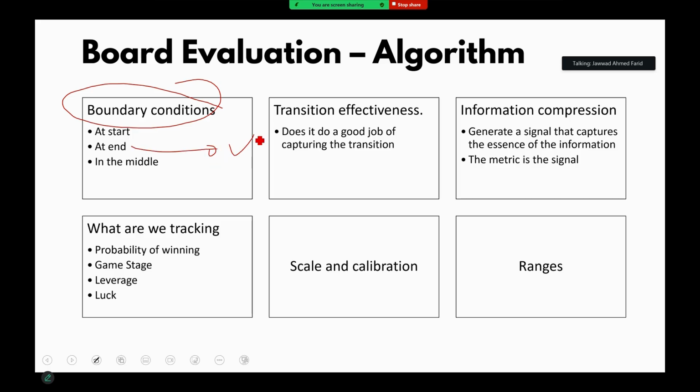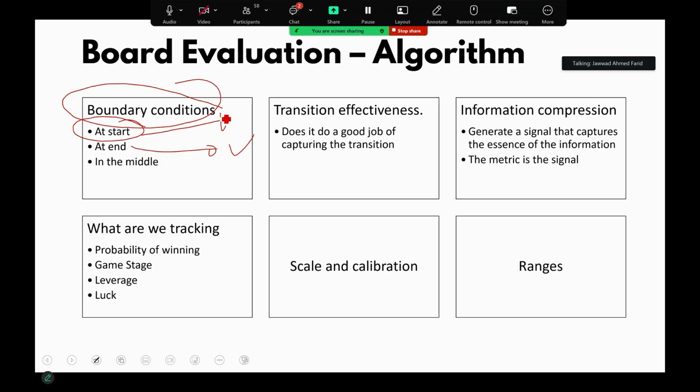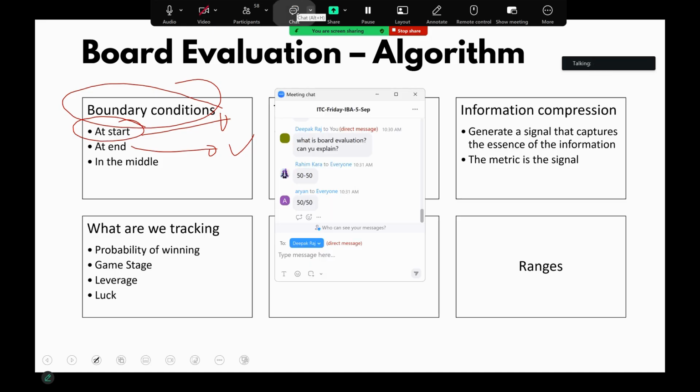So we know this works. But what should be the score at the start? When no move has been played by either of the players, what should be the probability of winning and losing between player 1 and player 2? It should be 50-50. That's right. It should be 50-50. Very good.